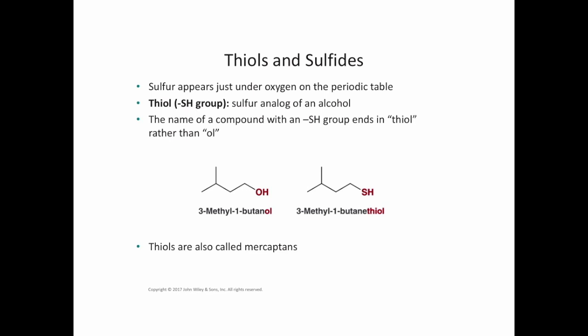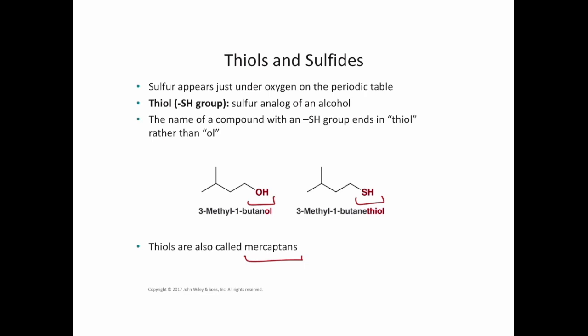Now we're going to finish up with thiols and sulfides. A thiol is simply the sulfur analog of an alcohol. So instead of having an OH group, you're going to have an SH group. Thiols are also sometimes called mercaptans.